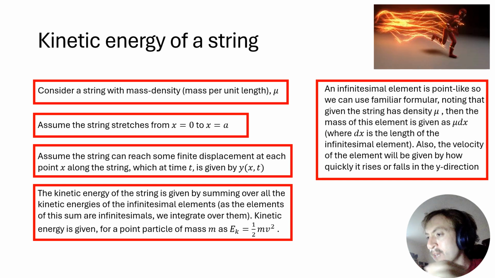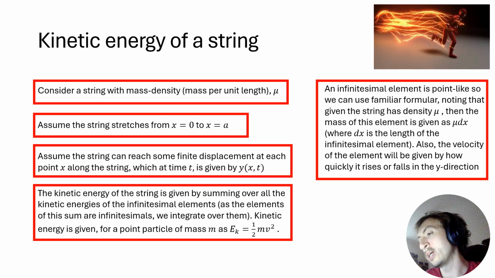So the segment lies only along the x-axis, and its length is across the x-axis, and so we say it has an infinitesimal length across the x-axis, which we call dx. And so the mass of our infinitesimal segment of the string is just mu times dx. It's mass density times the length. So we have the infinitesimal mass.